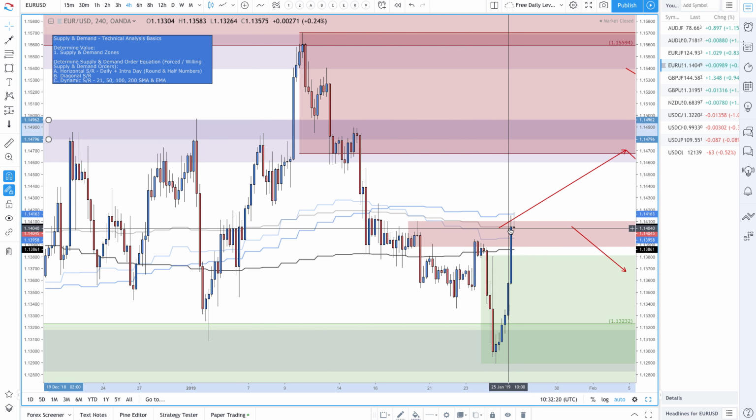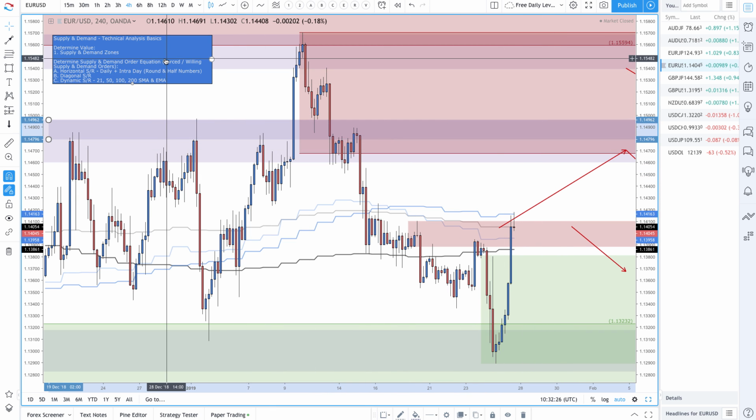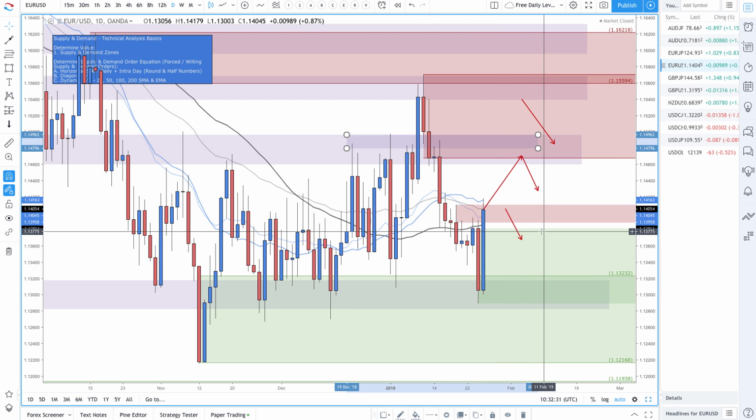looking for potential short trades, but I think this would be the better area if prices can get up here to take any short trades. But again, that depends on obviously euro news and dollar news.